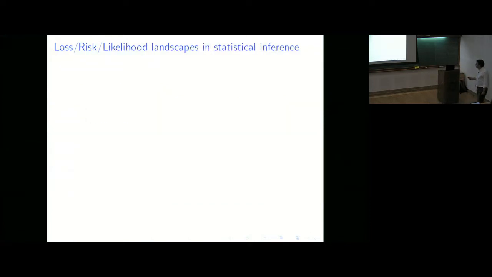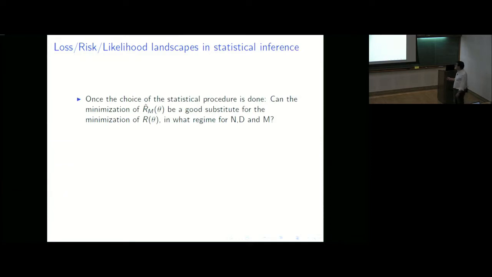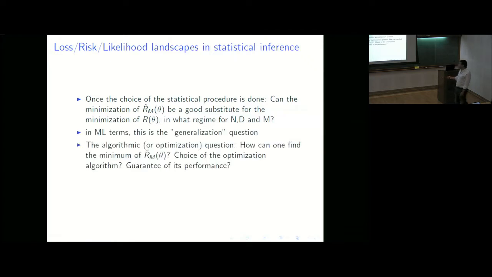Okay, and then the next question is, of course, once you've chosen the statistical procedure, can the minimization of this empirical risk be a good substitute for the minimization of R? So the first question, the statistical question, is whether minimizing R is a good idea. But then, is this a good substitute for that? And in what regime for N, D, and M? Of course, in machine learning terms, this is the generalization question. Right? That is, if I can minimize properly, I don't know yet if I can, is what I find decently related to what I want to estimate, which is theta?